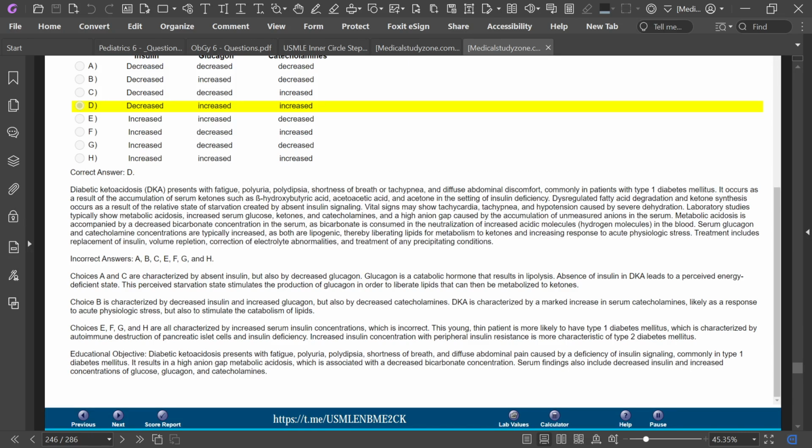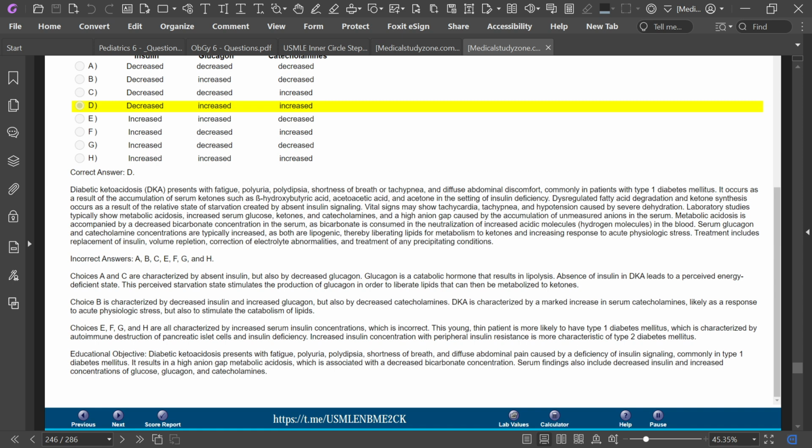Metabolic acidosis is accompanied by decreased bicarbonate concentration in the serum, and the bicarbonate is consumed in the neutralization of increased acidic molecules, hydrogen ions, in the blood. Serum glucagon and catecholamine concentrations are typically increased as both are lipolytic, thereby liberating lipids for metabolism to ketones, and are increased in response to acute physiologic stress.